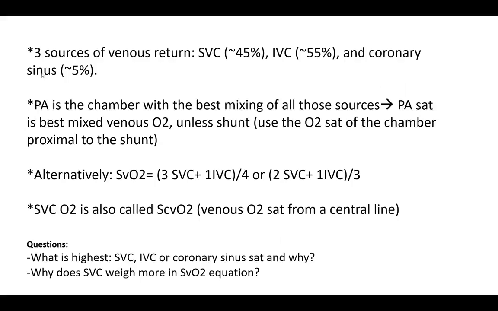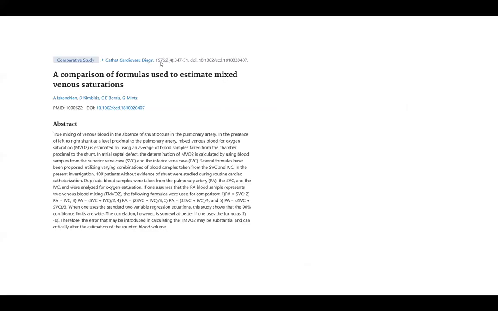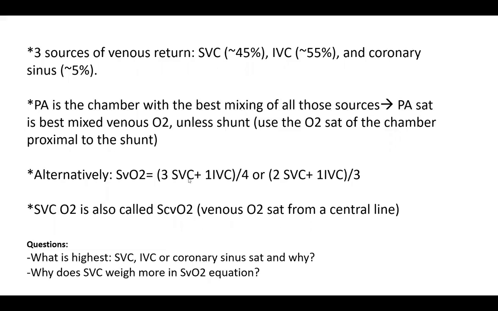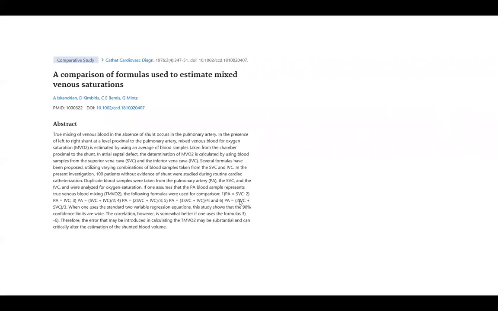In truth, I don't like that. I looked back. Those equations were validated in the 60s. Nobody has studied that since then. And in a paper that is more recent, it's only 1976, but it is more recent, it actually found that equation is one of the worst. It actually found that giving more weight to the IVC better correlates with the PA sat.